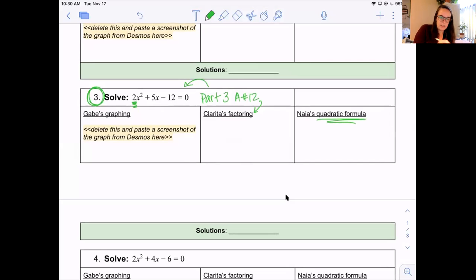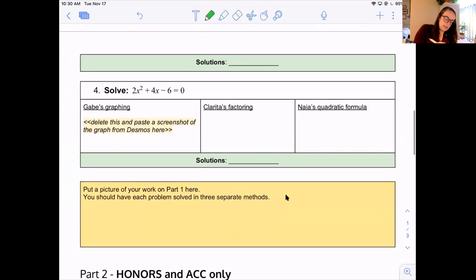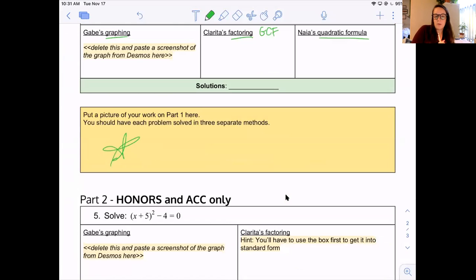Quadratic formula, exactly the same. Graphing, exactly the same. We don't have to do anything fancy. And then part 4, same thing, graphing just the same, quadratic formula just the same. If you're factoring, you're going to want to take a GCF out first, right? So don't forget that GCF. A picture of your work is going to go here. That's where I will be looking.